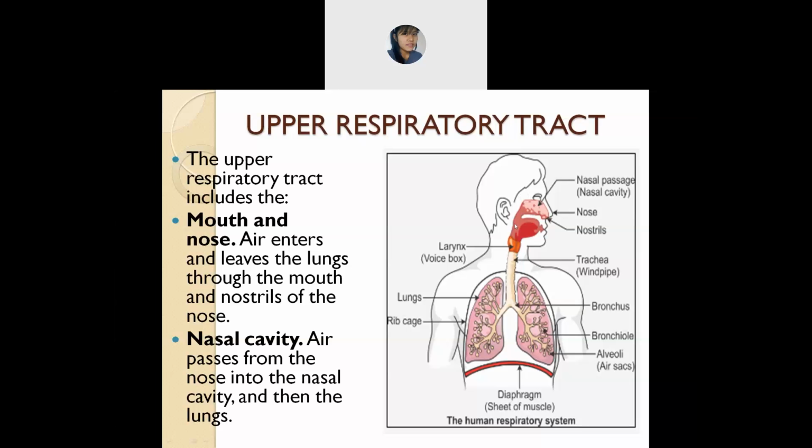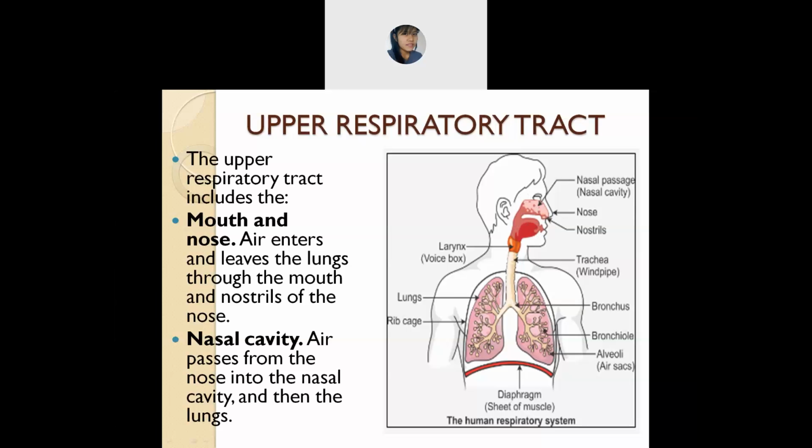What will you find? First, you will find the nose and the mouth. This is the nose, and this is the mouth. So what happens here? The air enters inside through the mouth and the nose, and then it will go and enter into the lungs. This is the lungs. So in the lungs, what happens? Exchange of gas happens, isn't it?